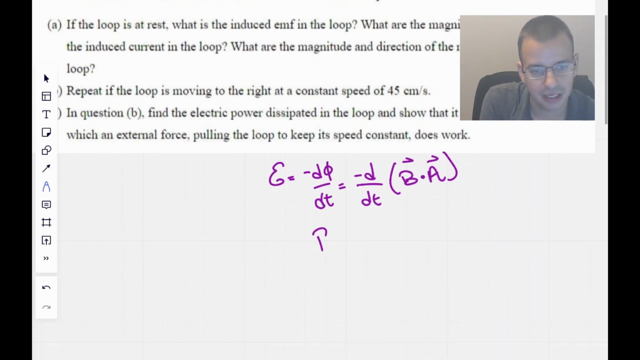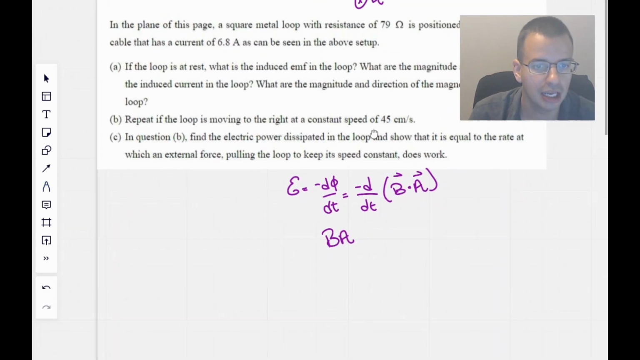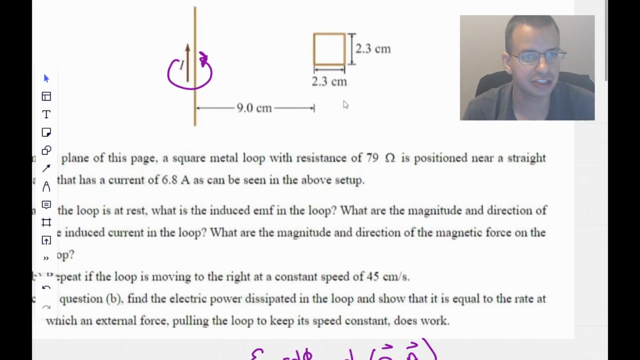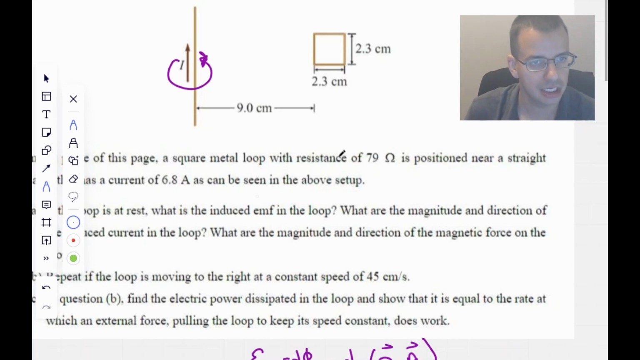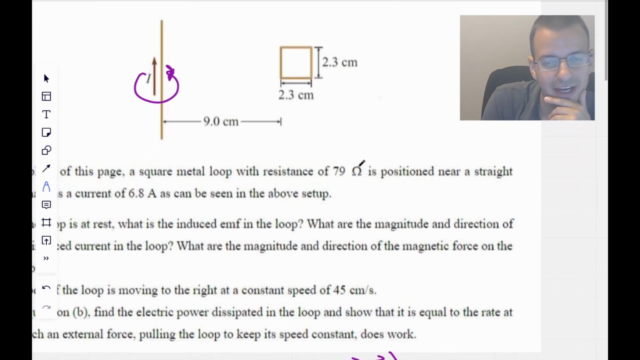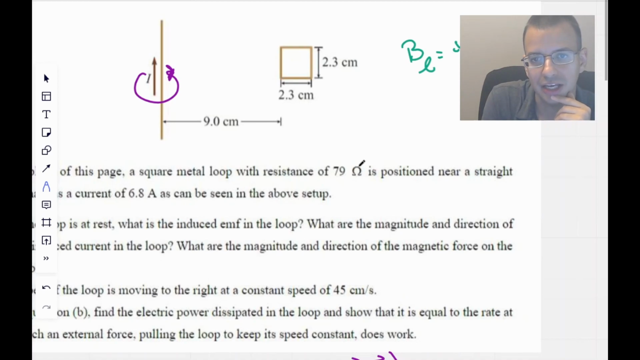So we want to find magnetic field times area of our little loop up here. And little is appropriate because it is 2.3 centimeters, which is about an inch in each direction. The magnetic field due to a line is going to be mu naught, which is 4 pi times 10 to the negative 7th, I, which is the current, over 2 pi r, where r is this distance right here.